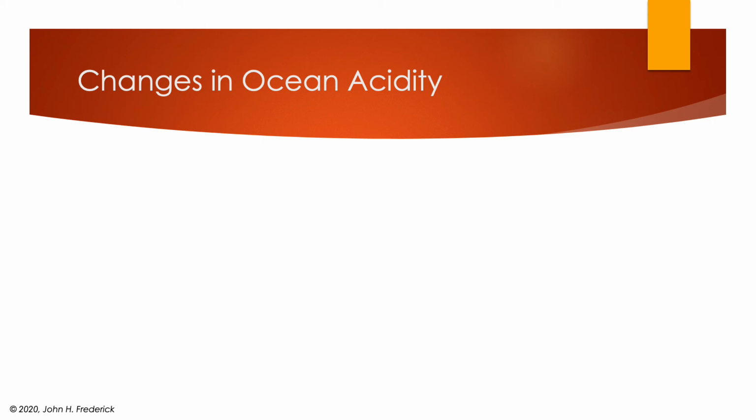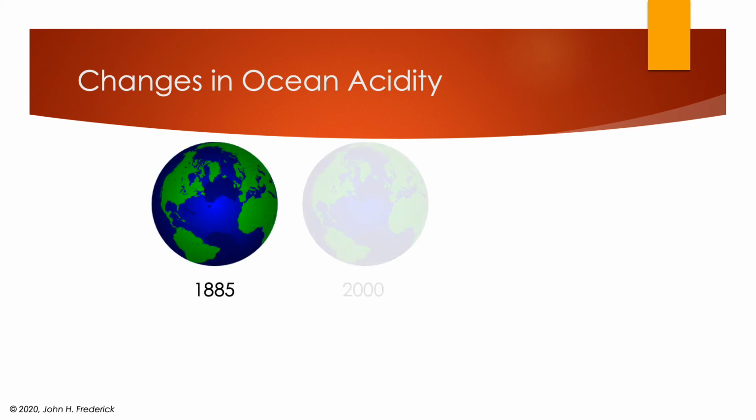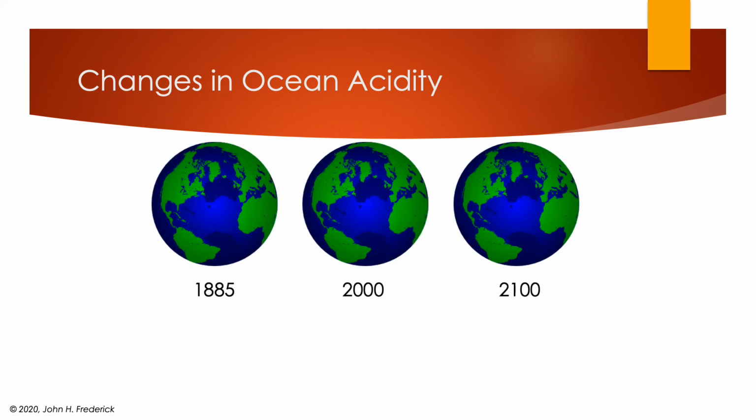Now, is this a thing we should be worried about? Well, in 1885, we had a pH of 8.2. If you move forward about 100 years, the year 2000, that pH had gone down to 8.1. You might say, well, big deal, 8.1 is almost the same as 8.2. Yeah, except that represents a 25% increase in the acidity.